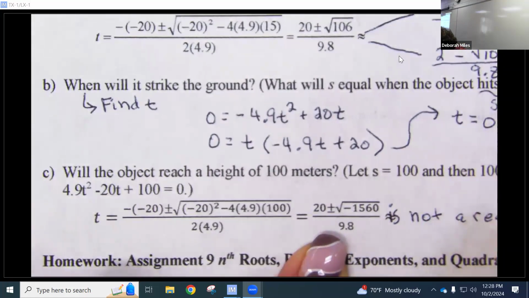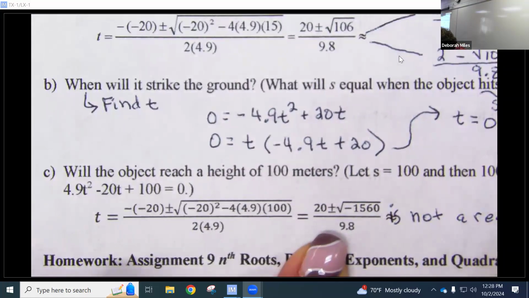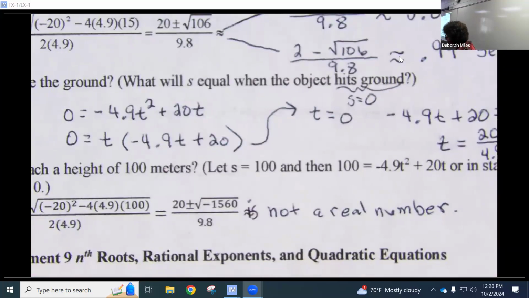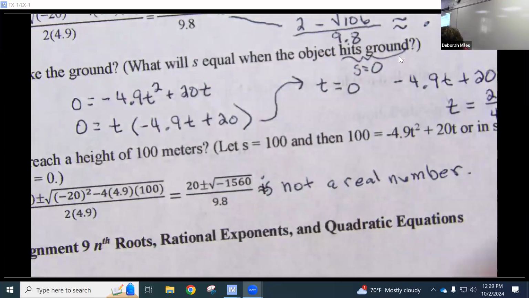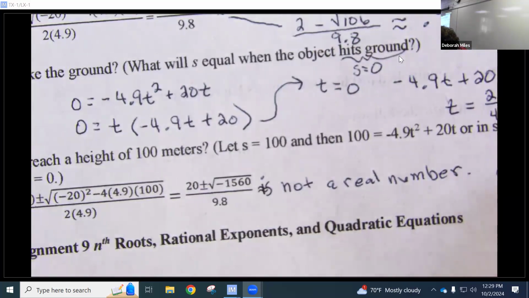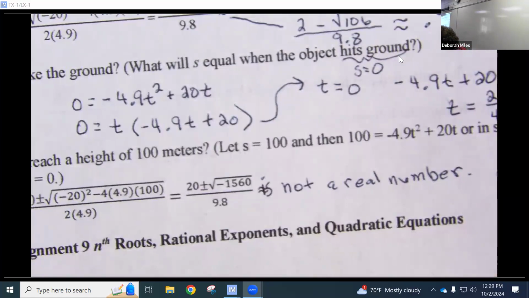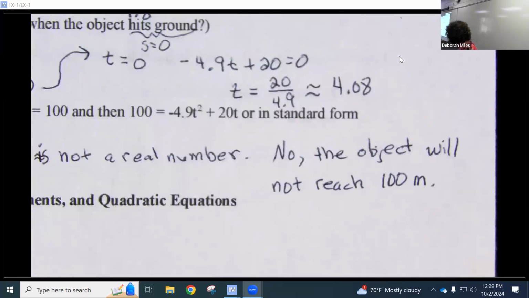Does that answer the question I was asked? If somebody says, will the object get 100 meters high? Am I going to answer that question with, it's not a real number? I'm going to answer that question with no. No, the object will not reach 100 meters. Because that's not a real number.